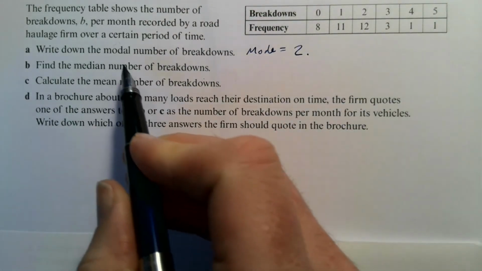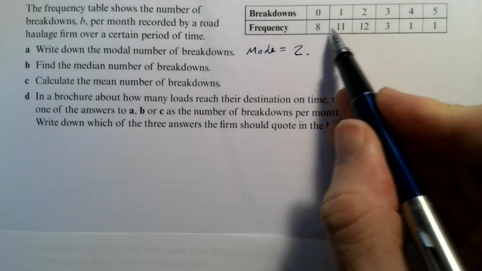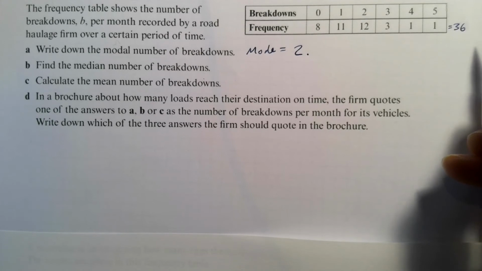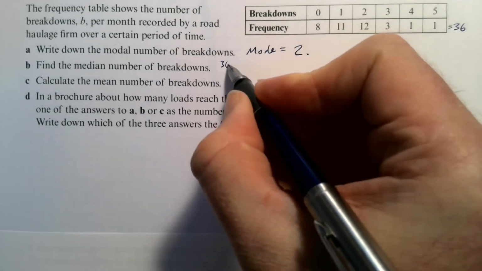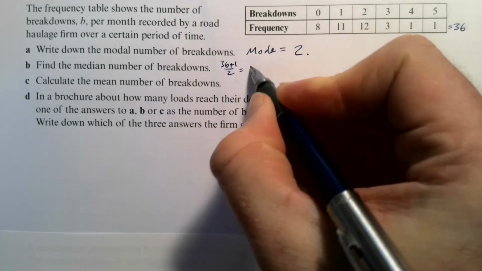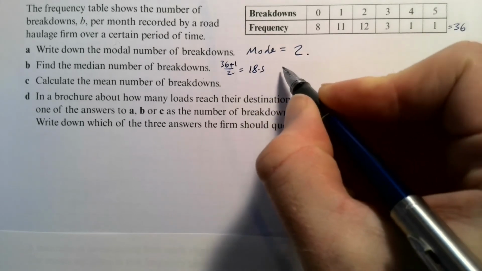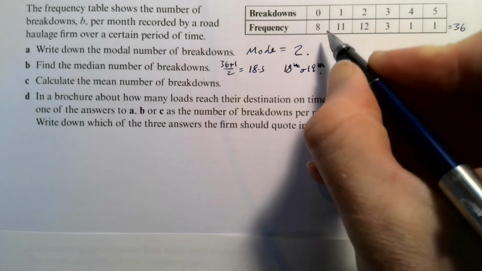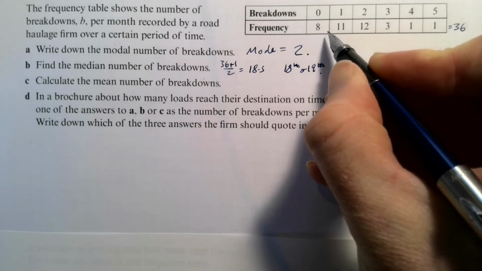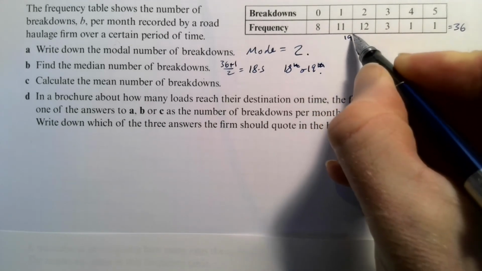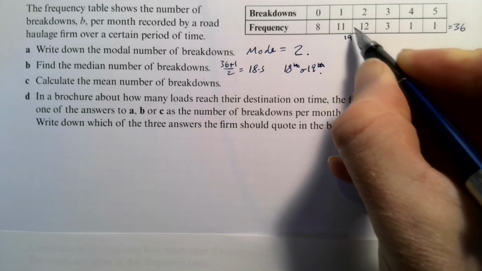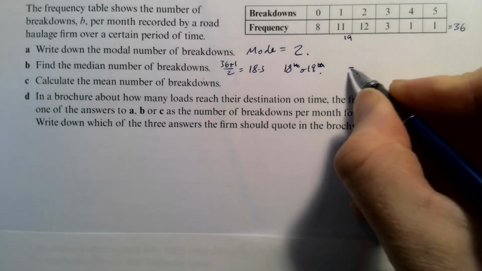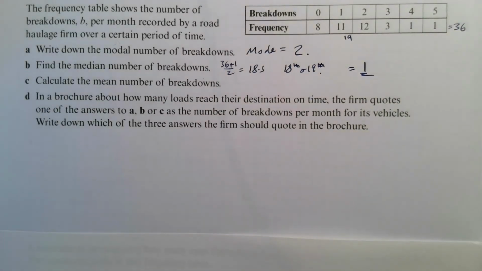For the median, you need to find the middle one. So if you add all of those numbers up, that is 36. So you'll have to do 36 plus 1 divided by 2, which is 18.5. So we're halfway between the 18th and 19th. Now the smallest 8 there, 8 plus 11 makes 19. So the 20th will be just in there. The 18th and 19th will be the last 2 ones there. So that'll be a 1.